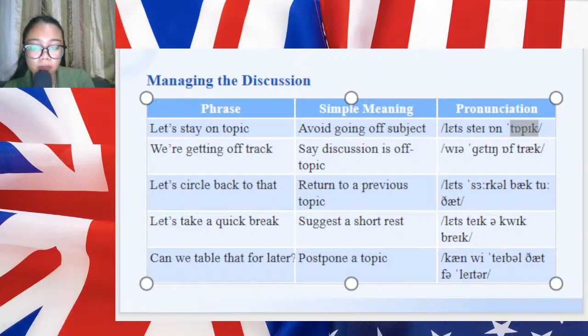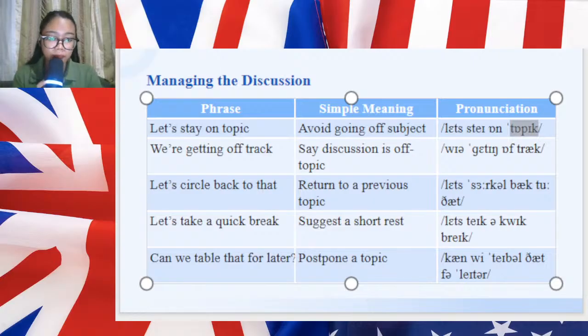Next phrase, we're getting off track. So you say that the discussion is off topic. You say this when you want to be more direct in indicating that the current discussion has deviated from the intended subject or agenda. It is a clear signal that the conversation needs to be brought back to the main point. You try to be more assertive than saying let's stay on topic, and it should be used when the deviation is more significant or more prolonged.